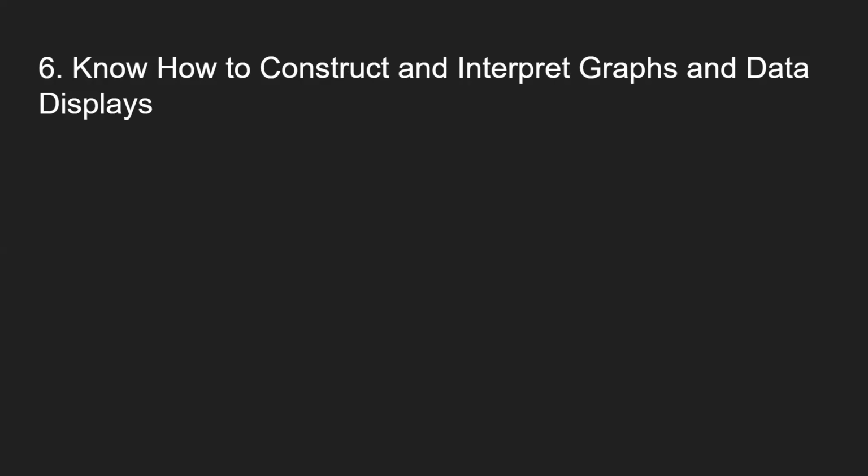Number 6, my 6th tip is know how to construct and interpret graphs and data displays. Again, you can't always rely on the calculator to create a data display. You're going to have box plots, you're going to have stem and leaf plots, you're going to have histograms. There are a lot of different types of graphs. Now, you don't have to do a Google search and search for every type of graph and data display that's out there and memorize them all, but be familiar with them and know how they work, know how to correctly label them and create a key if you need to create a key. And also how to interpret what they're saying.